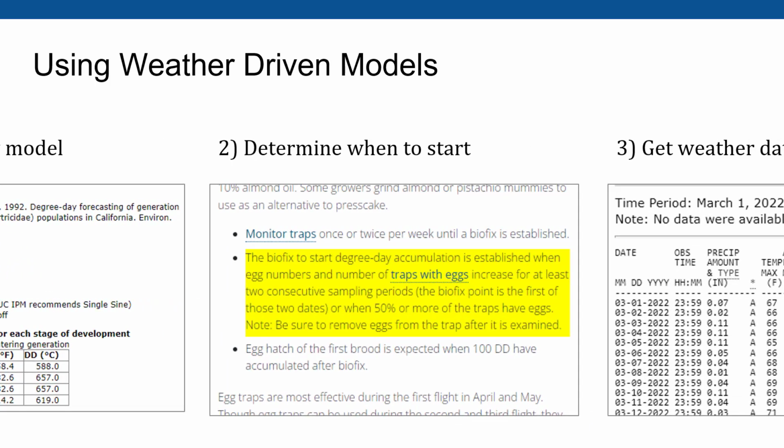Next, you need to know when to start counting, the biofix. Depending on the model, this might be a fixed calendar date or an observed event, such as when your trees bloom or when you see bugs start to accumulate in your traps. This could be clearly explained, or you may have to go digging for it.